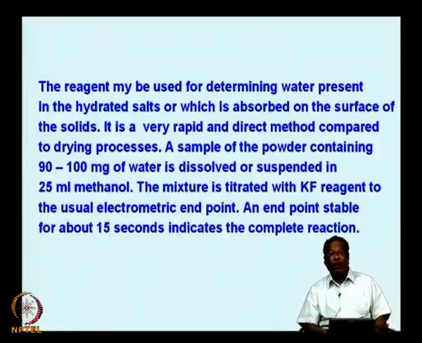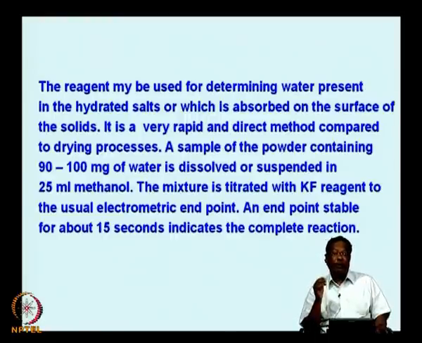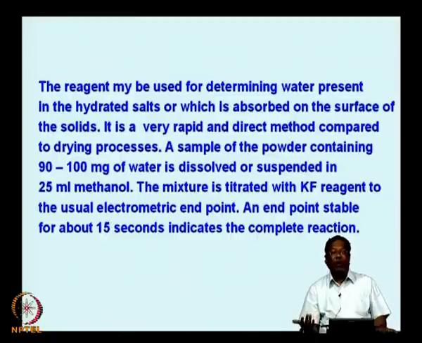A sample of the powder containing 80 to 100 milligram of water is dissolved or suspended in 25 ml of methanol. Why 25? It is only a question of convenience. It is basically a titration procedure, and 25 ml is a fairly good amount for titration. You can manage with still less, well and good, and you will be saving the Carl Fischer reagent, which costs somewhere about 400 to 600 rupees for 500 ml. So, the mixture is titrated with the Carl Fischer reagent to the usual electrometric endpoint.